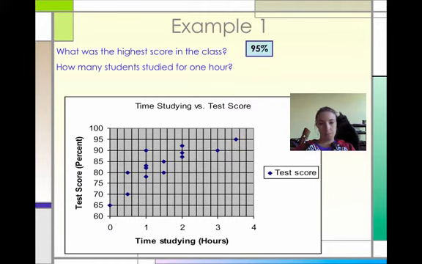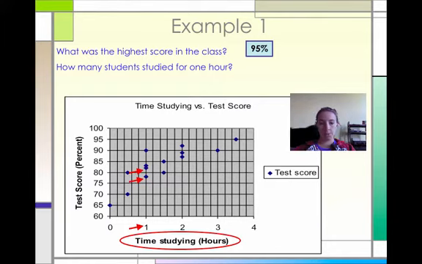Okay? How many students study for 1 hour? Well, what you do is you look at the x-axis label. It's time spent studying in hours. So you go to the 1 on the x-axis, which is right there, and you just see how many dots are exactly on that 1. 1, 2, 3, 4 dots are on that 1. So 4 students studied for exactly 1 hour.